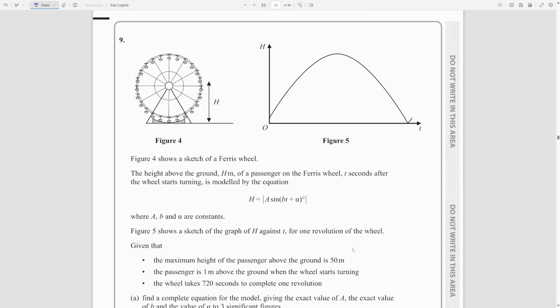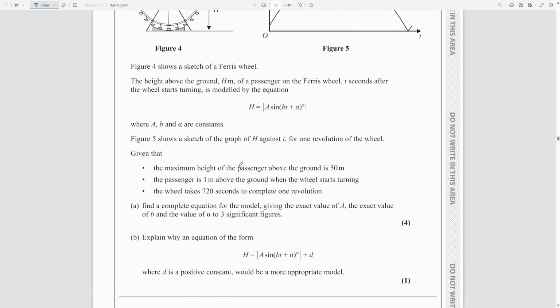Okay, question 9. Figure 4 shows a sketch of a Ferris wheel. The height above the ground, h meters, of a passenger on the Ferris wheel, t seconds after the wheel starts turning, is modelled by the equation h equals a sine bt plus alpha. A, b, and alpha are constants. Figure 5 shows a sketch of the graph of h against t for one revolution of the wheel. Oh, and it's the modulus of all of that.